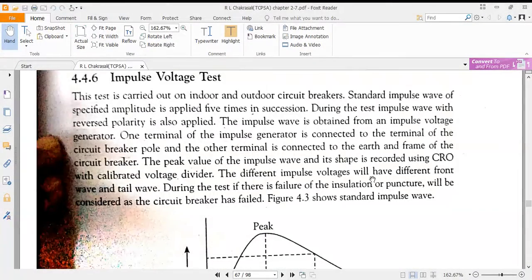Then we have the impulse voltage test. How many experiments have you completed in your HV lab? Those who are attending the offline laboratory work. 5 experiments are completed. Everything on HV or switchgear? HV 1 is complete. HV 1 and 4 are from switchgear. Yes, sir. Okay. I see.